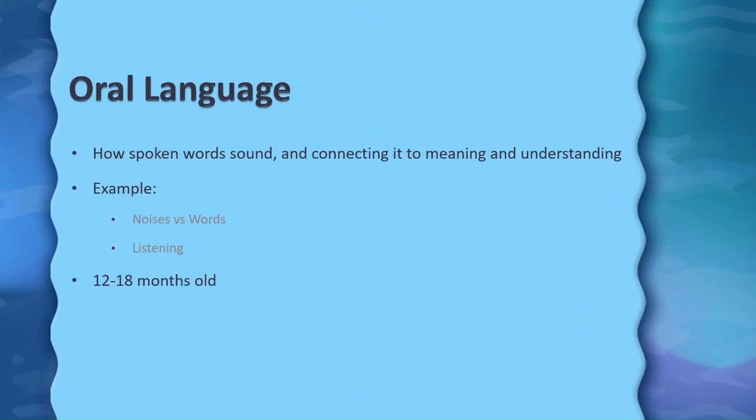So our first component is oral language, and oral language encompasses how spoken words sound and how we connect them to meaning and understanding. So for example, noises versus words. When children are very small, about 1 year, we have a lot of babbling, we have them making noises, but they don't have any connection to language or to an understanding of something, wherein they transition to creating words. Like, for example, making the sound ma, ma, and it not connecting to anything, to saying mama, where they know that they're asking for their mom.